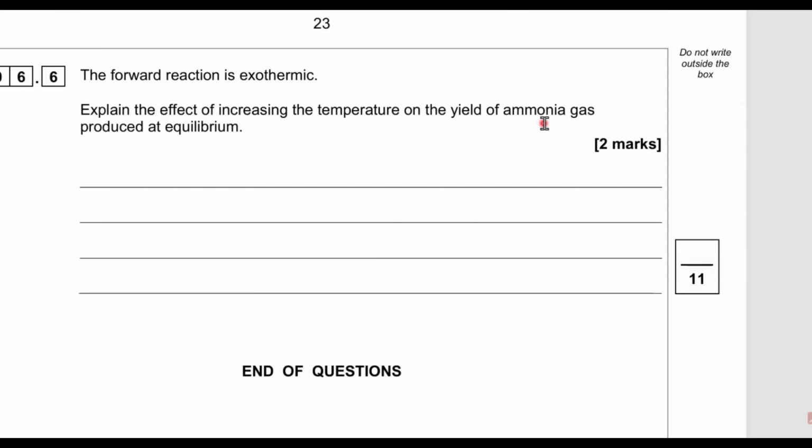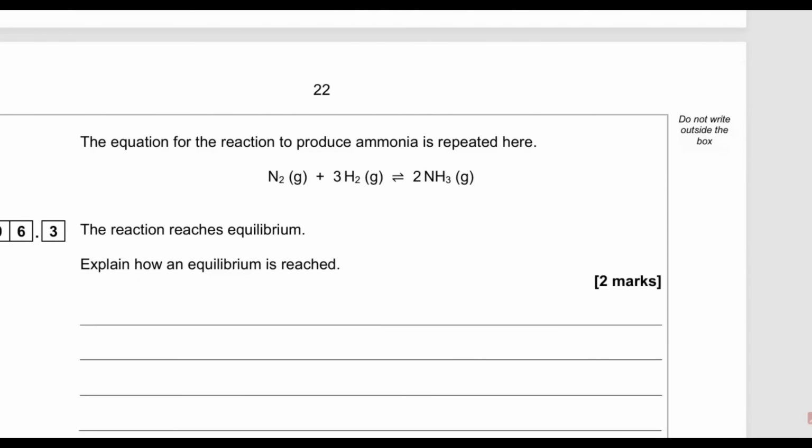Now, the forward reaction is exothermic. Explain the effect of increasing temperature on the amount or the yield of ammonia. Yield means the amount. So the right-hand side is exothermic. Let's not do that in blue because that can be confusing, because blue is like a cold color. So I'm going to write it in red. The right-hand side, they've told us the forward reaction is exothermic. Now, I like to think of exothermic as hot, but you mustn't use that word in the exam. And the same way I think of endothermic, blue, cold, but don't use the word cold in the exam. But it helps when you're doing Le Chatelier's principle.